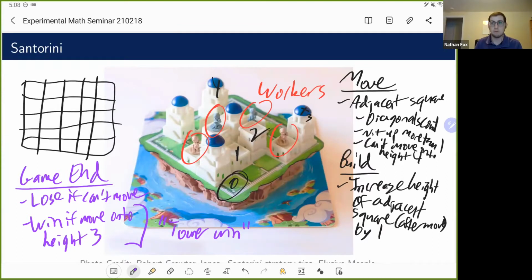So these are all the rules of Santorini. You can build height 4, but once you build height 4, you're essentially blocking off that square forever. Another thing is, you might want to build to height 4 because otherwise your opponent could move onto that when it had height 3. So that's a way to stop your opponent from winning.